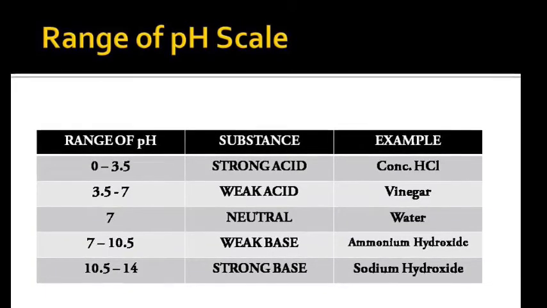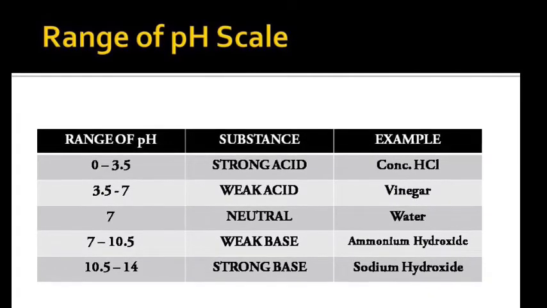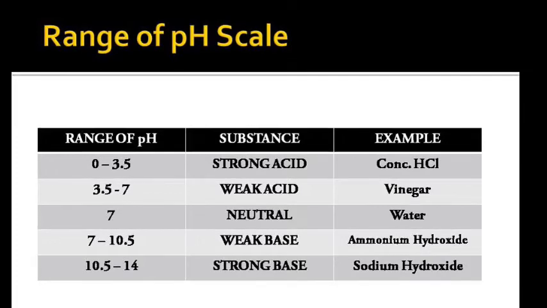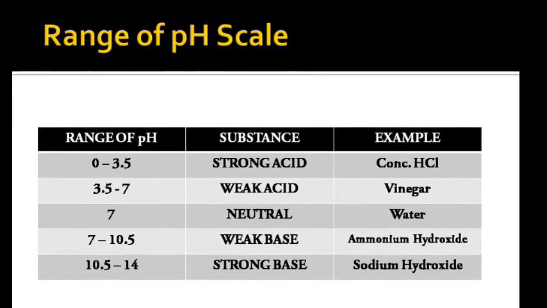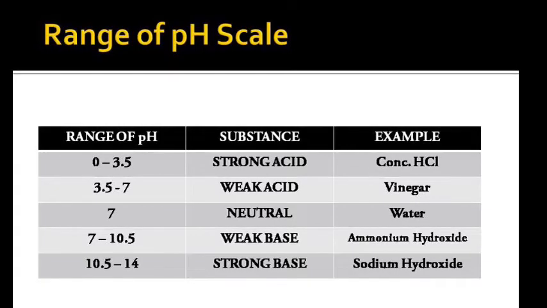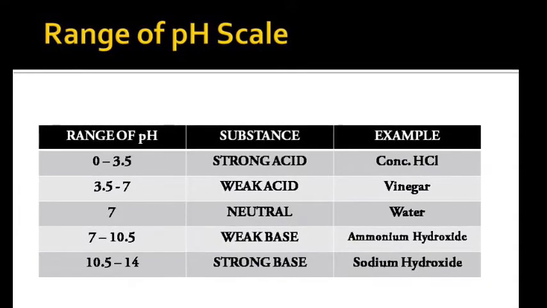Moving further, if the range of pH is from 0 to 3.5, the substance is a strong acid. For example, concentrated hydrochloric acid, concentrated sulfuric acid, concentrated nitric acid, all the concentrated acids fall in this category. The second one is if the range of pH is from 3.5 to 7, the substance is a weak acid. For example, acetic acid or vinegar.